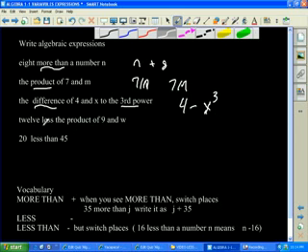Now we have 12 less the product of 9 and w. Remember, the less is strictly a subtraction. So this one is going to be 12 less, and the product of 9 and w, that means multiplication. So it's 9w.